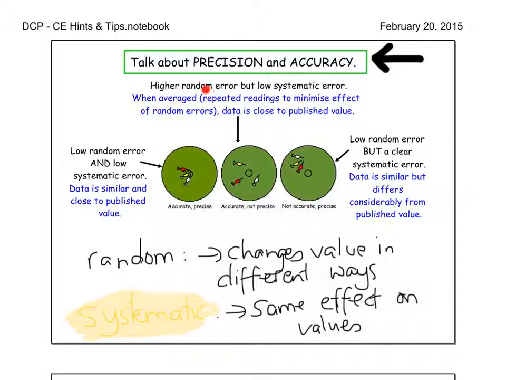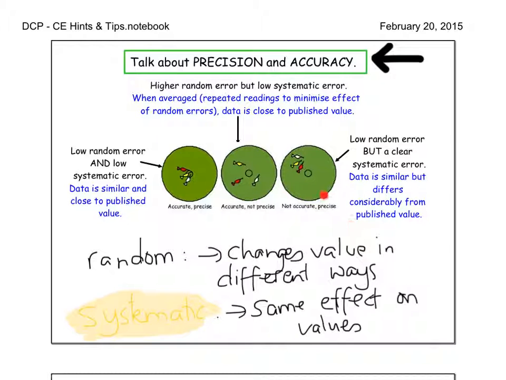This means that you've got a higher random error. Remember, random error means the values are changing your measured values in different ways, but you've got a low systematic error. The systematic error here would change the values from the published value. They're not. If you average them, they give you pretty much the published value. In blue, I've explained that here. When averaged, repeated readings to minimise the effect of random errors, your data ends up close to the published value.